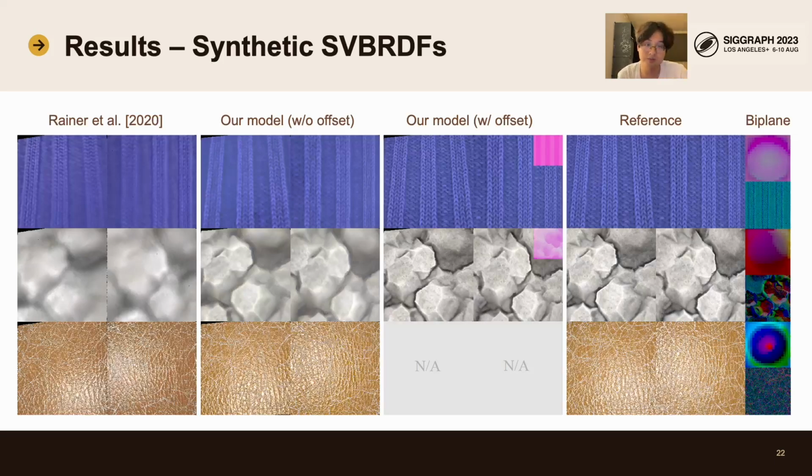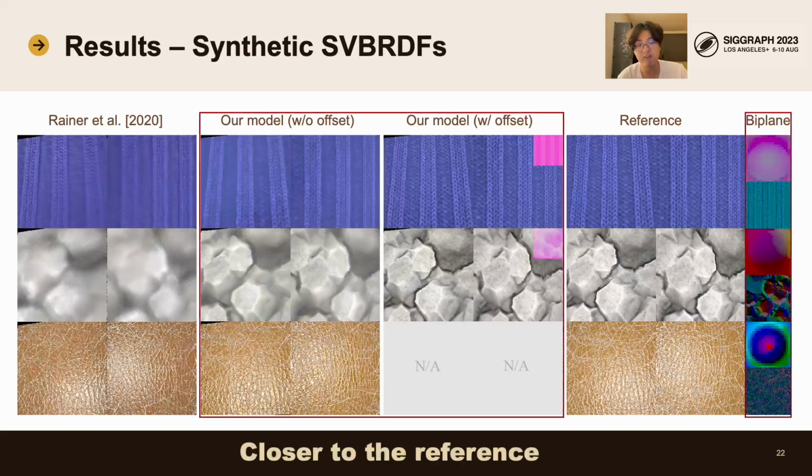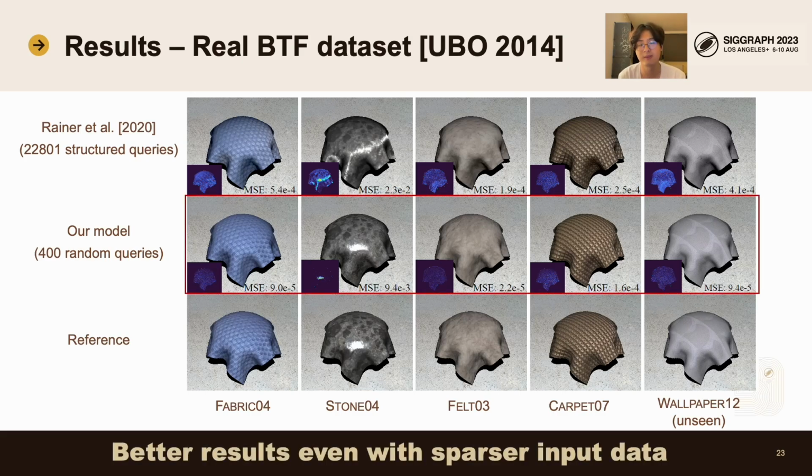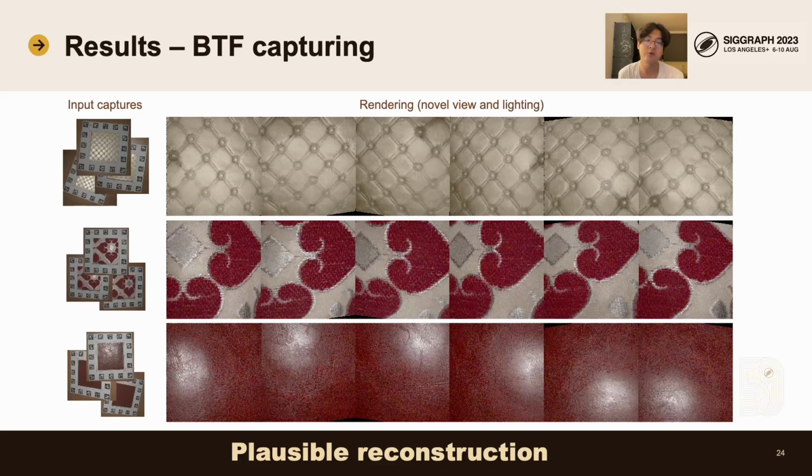Here we show some results. We compare our model to previous work, the unified BTF encodings. Our model generates closer results to the reference with and without the offset module. The learned biplanes also show the angular and spatial information for those SVBRDFs. We also test our model on real-world BTF datasets. On those captured data, our model still outperforms previous work, even with much sparser and unstructured data as input. In this figure, we show the results for lightweight BTF acquisition. The network produces plausible renderings under all those unseen view and light directions.